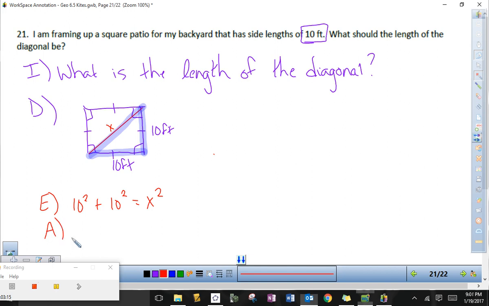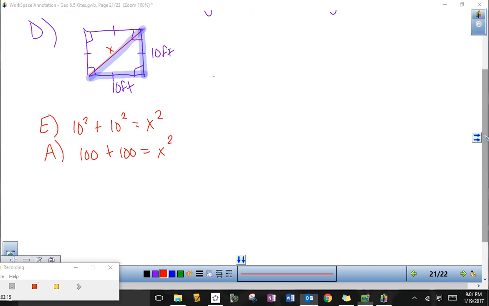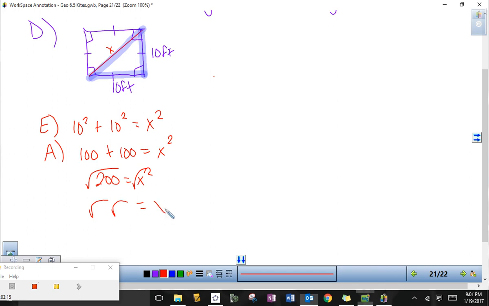If I act on that, I've got 100 plus 100 equals x squared. Go ahead and combine your like terms there. 200 equals x squared. Again, we're looking for the biggest perfect square that goes into 200. Now, for this one, you don't have to work hard because the biggest perfect square is written in the step above. Okay, 100 goes in 2 times.